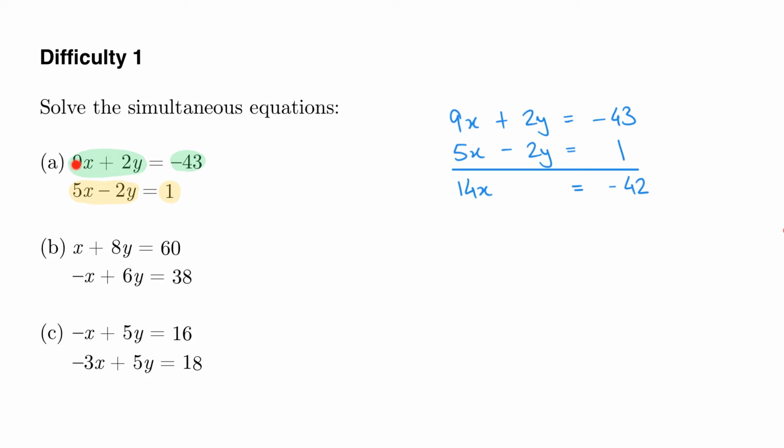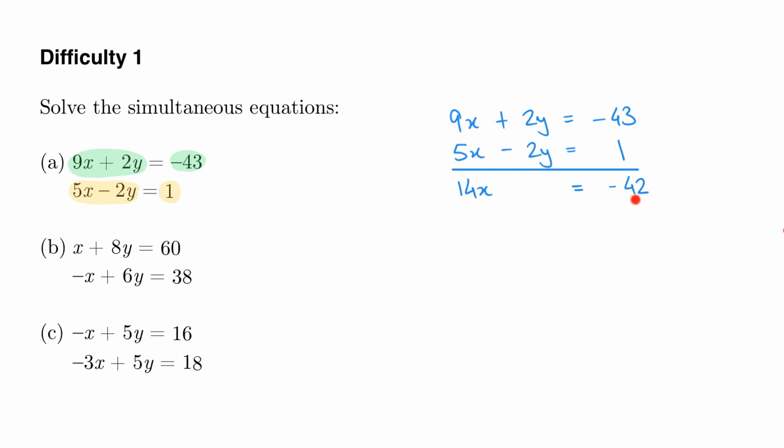And when I add 9x plus 2y to 5x minus 2y, I'm going to get, when I collect the like terms here, 14x plus nothing, because the plus 2y minus 2y cancel out effectively. So that's why I can say 14x equals negative 42. I can simply add the equations together. Now we can carry on.